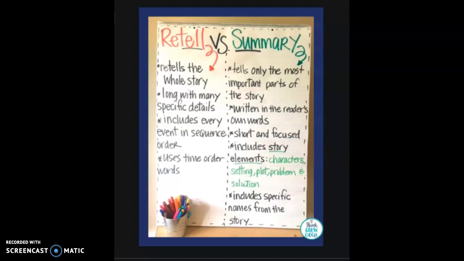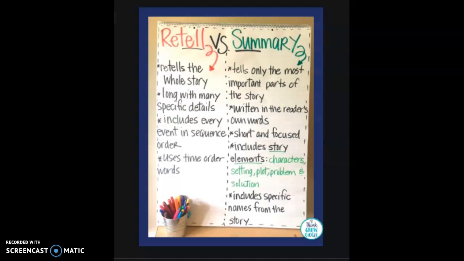The retell is very long. Summaries are short and focused. They still include the story elements with characters and setting, plot, and problem and solution. And they also use the specific names from the story.